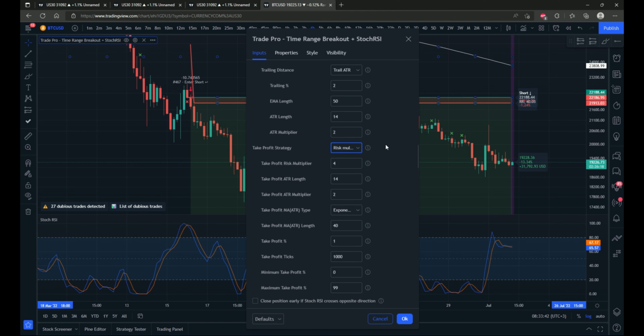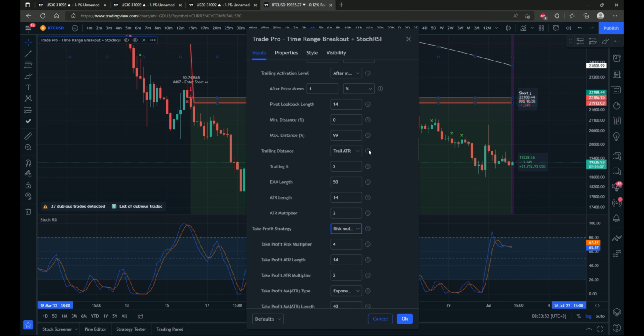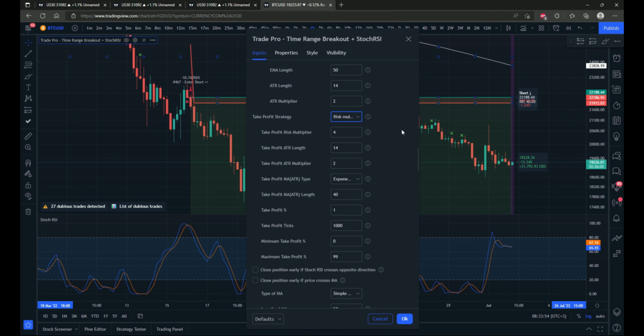My initial risk is going to be up here at the stop loss strategy, which is 2.5 times the ATR. So 4 times that, we're looking at 10 times the ATR for the profit target based on what I have set right here. But you can also choose ATR-based, moving average of the ATR-based, percent-based, tick-based, or disabled for the take profit strategy. You would only disable it if you have a trailing stop loss as the method of taking profit.